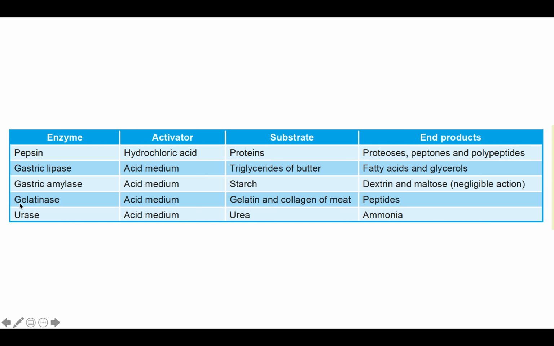Gelatinase is an enzyme involved in the digestion of gelatin and collagen of meat to produce peptides, and urease is important in the digestion of urea to produce ammonia.